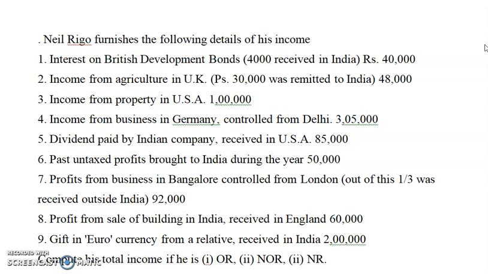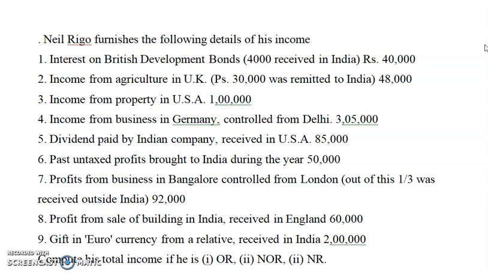Agriculture income in India is exempt from tax. Dividend from Indian company exempt from tax, and gift from relatives exempt from tax. One more thing I have told, gift given by friend, if it is below 50,000 then it is exempt from tax. One more thing which I have not told, when it comes to gift, if any gift is given on the occasion of marriage it is exempt from tax. So these are the things you have to remember.